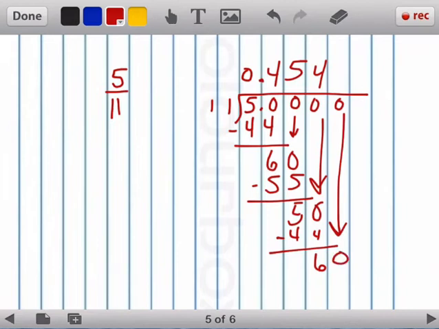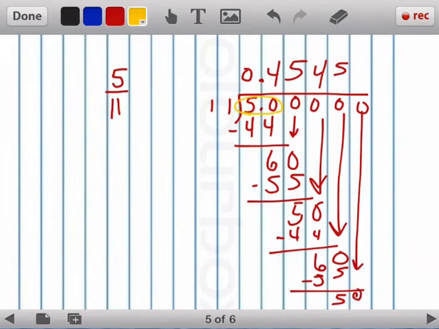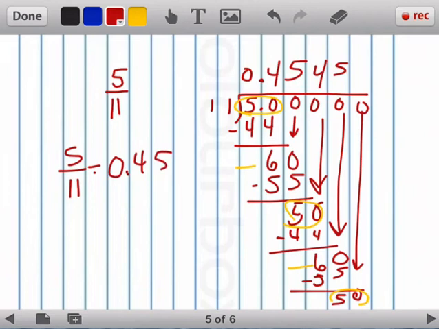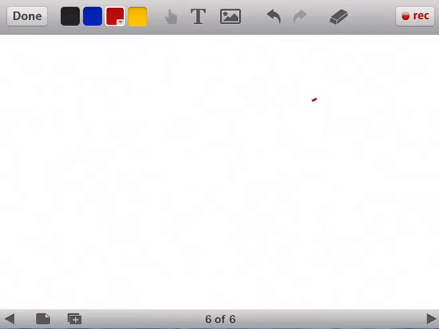11 goes into 60, 5 times, 55. Now we see that we've been down this road before. I get another 50 because we have the 50 here, here, and again here, and then we have this 60 here and here, and then we'd have it the next time that we divide. So now we've established the pattern. So we can say that 5/11 equals 0.45 with the 4/5 repeating.